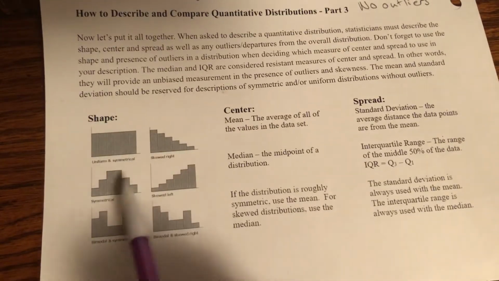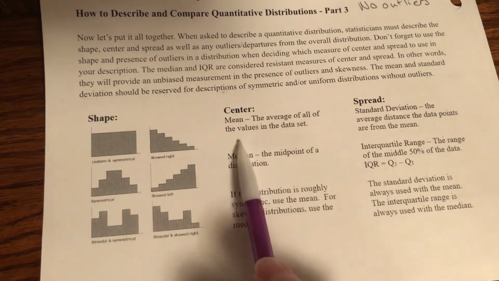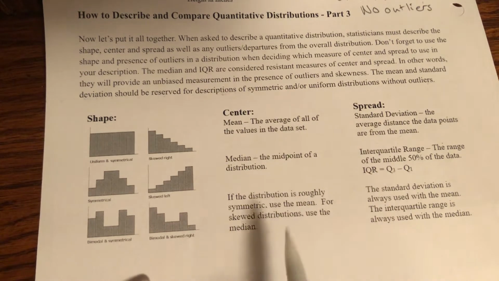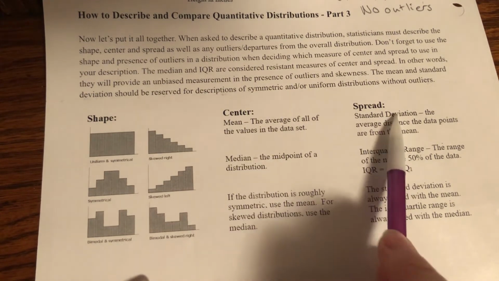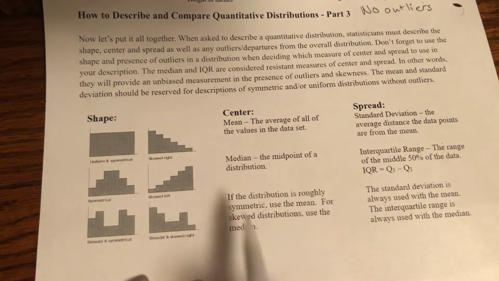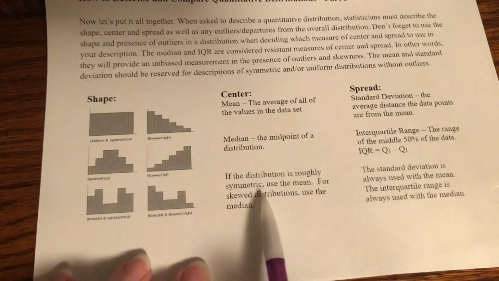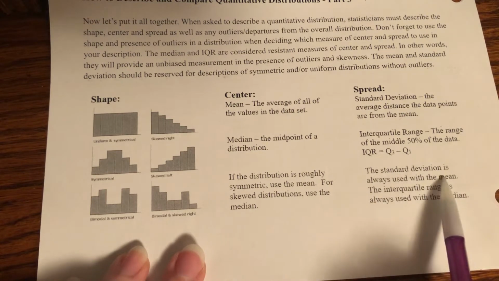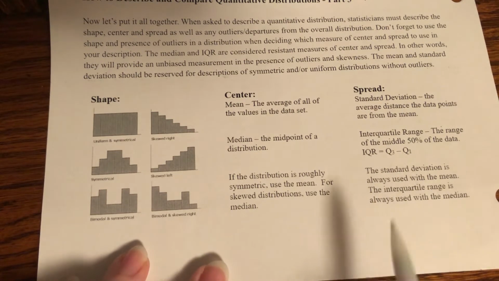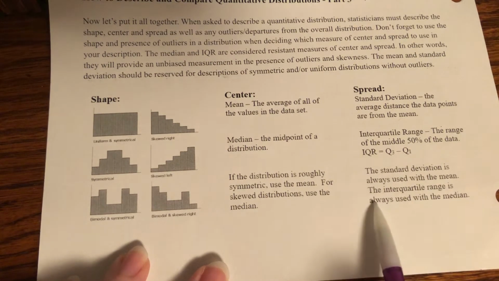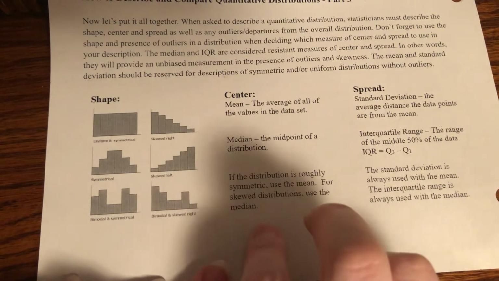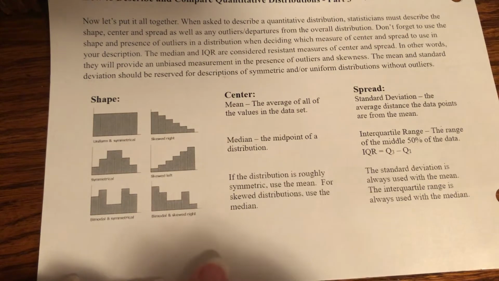Here's a graphic of different shapes of distributions and also a description of which measure of center and spread you should use in each case. All right, mean goes with standard deviation, median goes with interquartile range. And remember, if the distribution is roughly symmetric, use the mean. For skewed distributions, use the median. Standard deviation describes how far off on average the data points were from the mean, which is why it's used with mean as its measure of spread. And the interquartile range is always used with the median because you're finding the difference between the median of the lower half and median of the upper half. Those are your first and third quartiles.